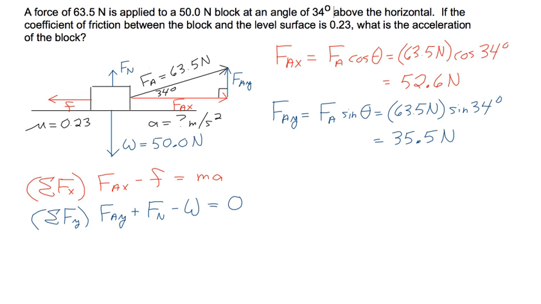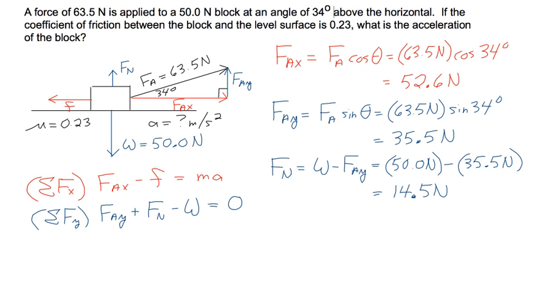You're right. This is the equation I want to use. But what's the unknown here? Fn. I know what FAY is and I know what W is. So I'm going to rearrange this equation to solve for Fn. I'm going to move the W to the other side, which would make it positive. And I'm going to move the FAY to the other side, which is going to make it negative. So solving for Fn, Fn is going to equal W minus FAY. The normal force is going to equal W minus FAY. So the W is 50 newtons minus FAY, which is 35.5 newtons. And that will equal 14.5 newtons. So there's your normal force.